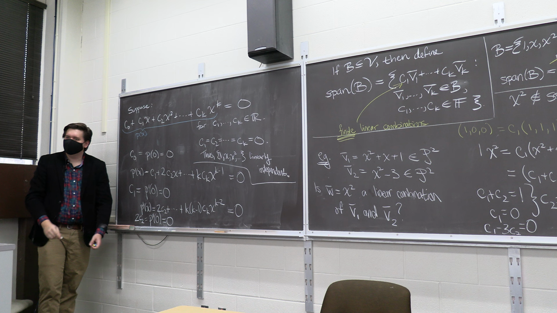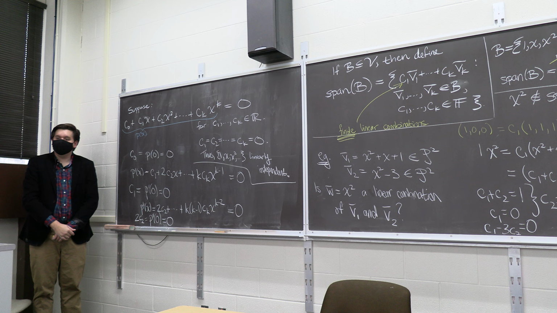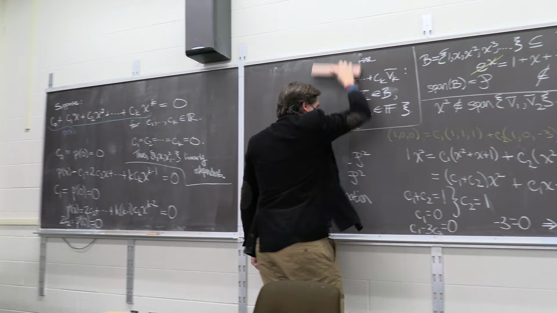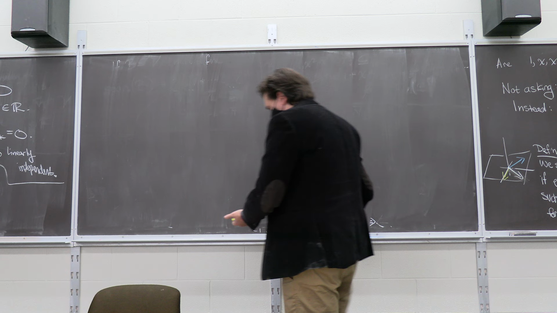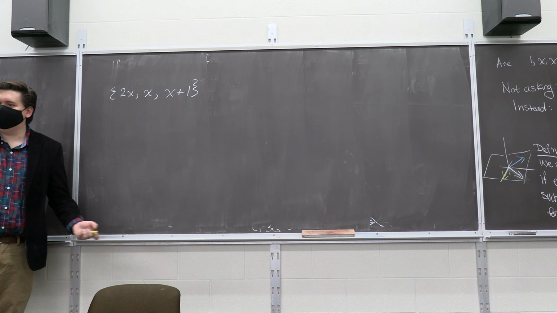Yeah? If I had a set of two linearly independent vectors and then one that's independent from them, would the whole set be linearly independent? No, if you have any vectors that are redundant, the whole thing's linearly dependent, right? So your question is, if I have something like, you want to know if I have a collection like 2x, x, and x plus 1, do we call that linearly independent or linearly dependent? Is that the question? OK.